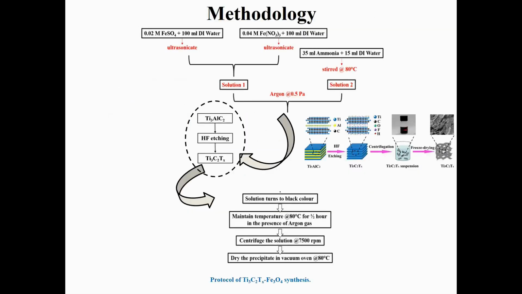This was the methodology for preparing the in situ combination of MXene plus Fe3O4, where two solutions were prepared. The first one used FeSO4 and DI water. The second used ammonia and DI water. To this solution, the prepared MXene was added, which was prepared using the HF etching method, where MAX is our parent material, and through HF etching we removed the Al and made it a porous structure. This MXene was added under argon pressure, and the whole procedure was followed.